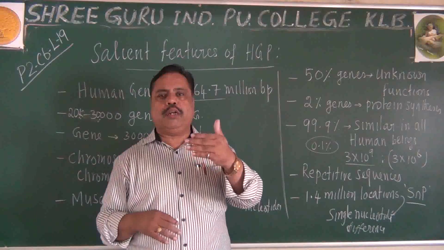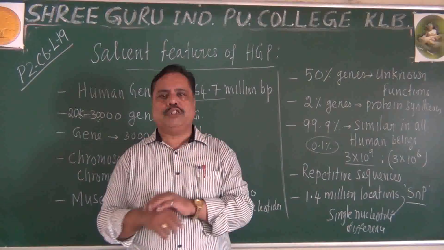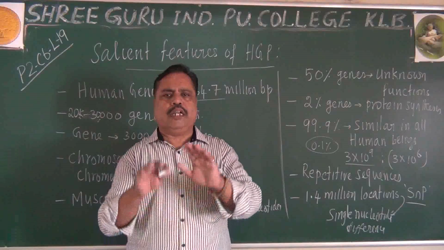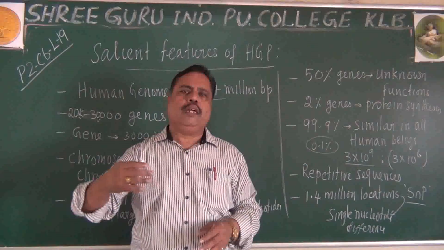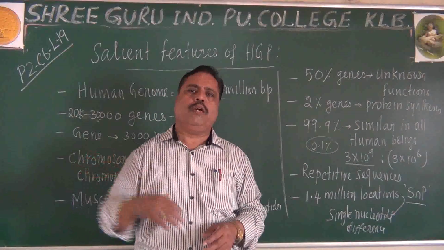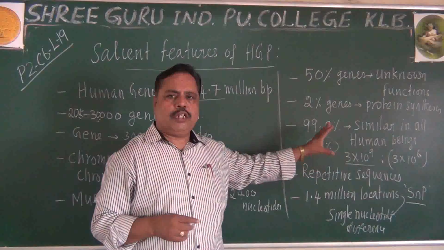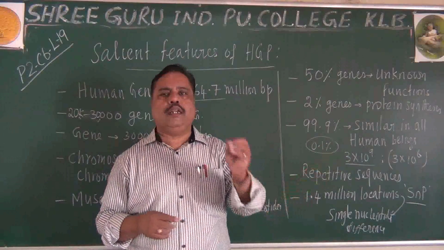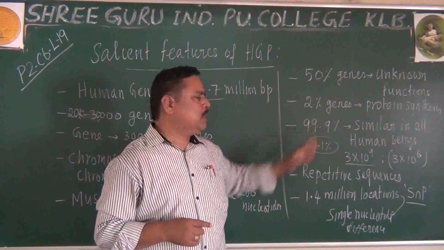And the 99.9% genome shows similarity. So caste, creed and other things are all evolved by the human mind. This is the genetic similarity: 99.9% we are all similar.